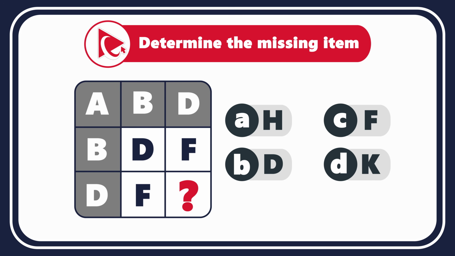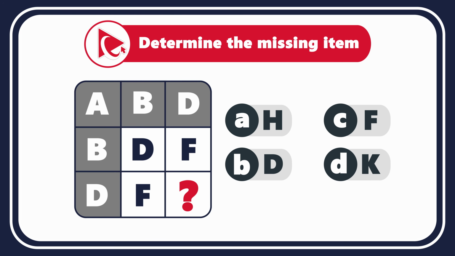You're presented with a 3x3 matrix. The matrix has letters inside. The first row has letters A, B, and D. The second row has letters B, D, and F. And then the third row has letters D, F, and then comes the missing letter, which you need to select out of 4 possible choices. Choice A, H. Choice B, D. Choice C, F. And last but not least, choice D, K.